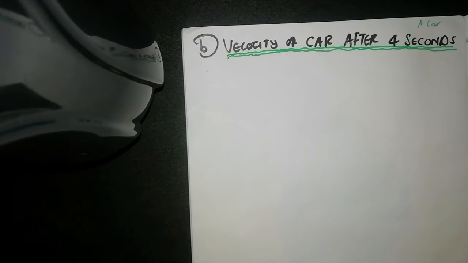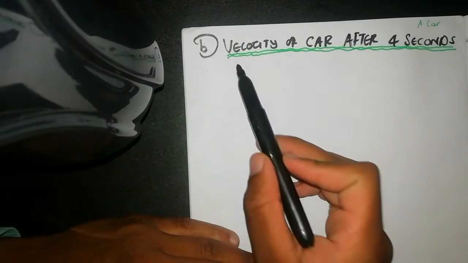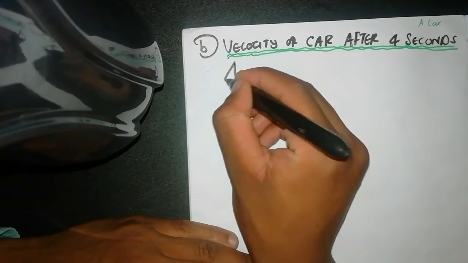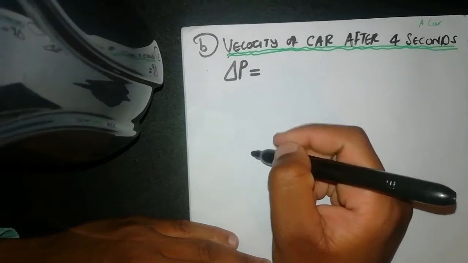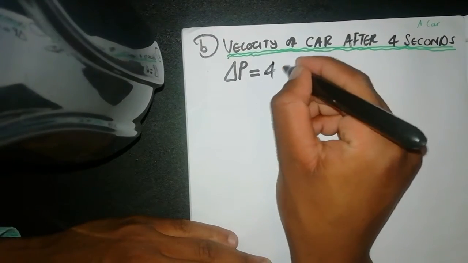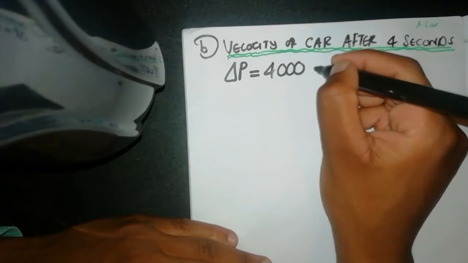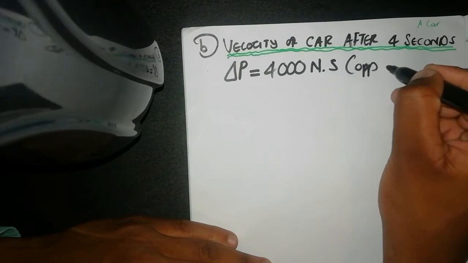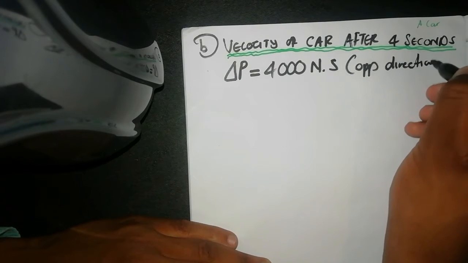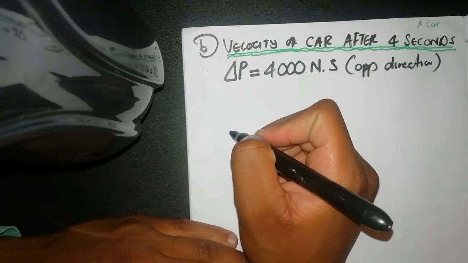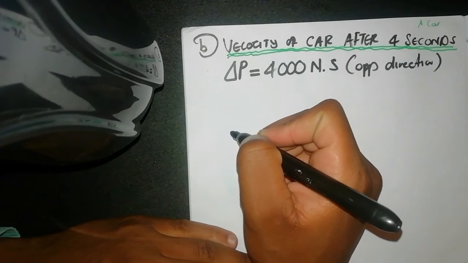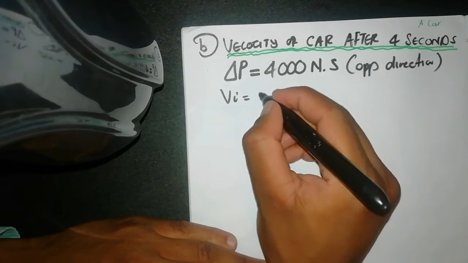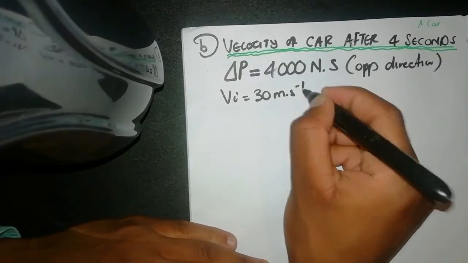Guys, question 2 is asking us to calculate the velocity of the car after 4 seconds. We've just calculated the change in p, which we got as 4,000 newton seconds, and it was in the opposite direction. Then they gave the initial velocity. If you read that statement, v initial was equal to 30 meters per second.